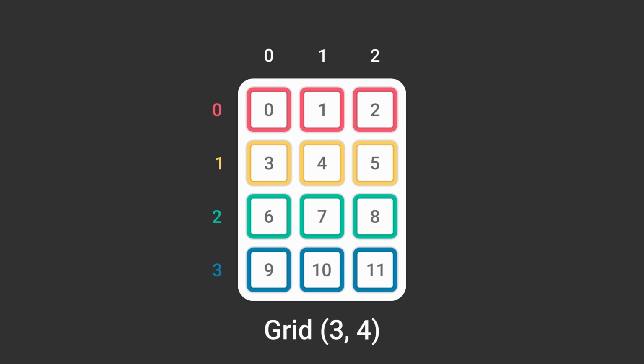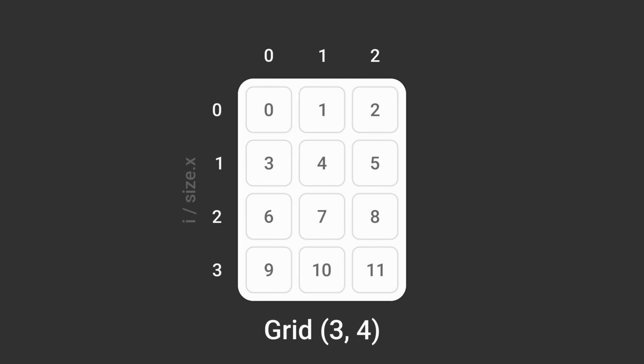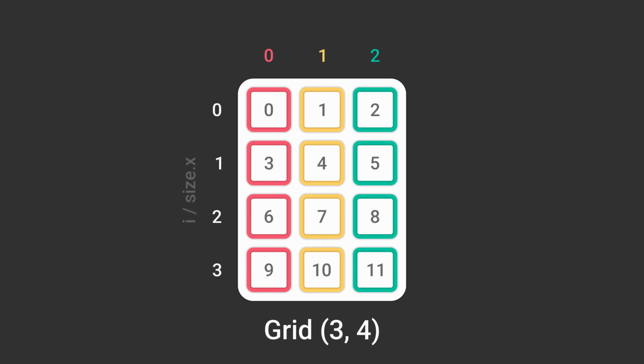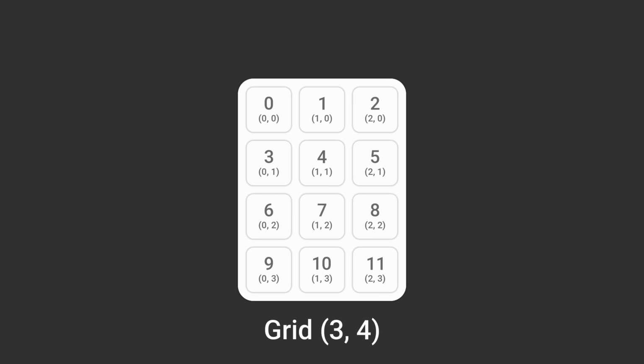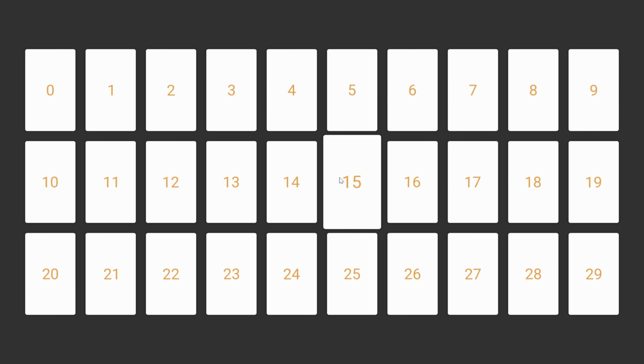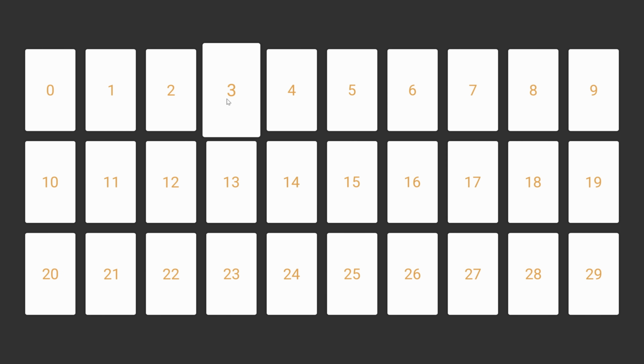An object's vertical position, its row, is its index divided by the grid's width. Its horizontal position, its column, is the remainder of the index divided by the width. This allows us to translate any index into its corresponding 2D coordinates on the grid. This formula provides an easy way to position the cards.